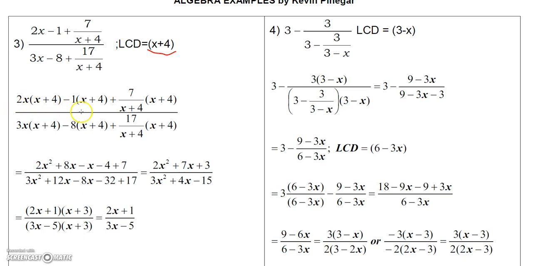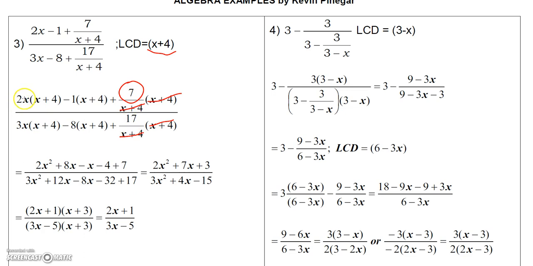2x times x plus 4 minus 1 times x plus 4 plus this fraction over x plus 4. Now what's interesting is when I multiply 7 over x plus 4 times x plus 4, well, since x plus 4 over x plus 4 is 1, that's just going to be 7. So that's just going to turn out to be 7. And then down here I take 3x times x plus 4 minus 8 times x plus 4, and then when I multiply this fraction by x plus 4, I get, again, just the number in the numerator, 17.